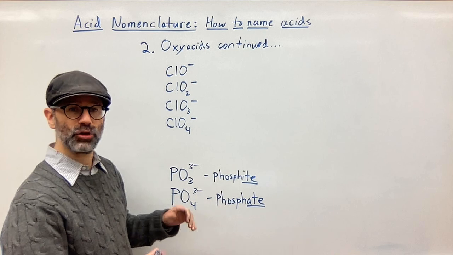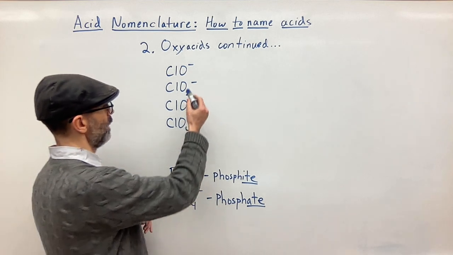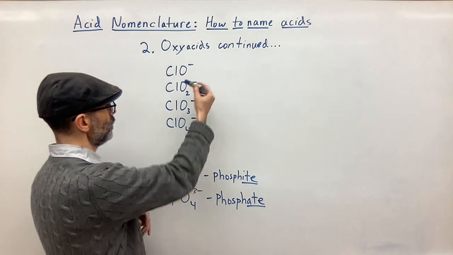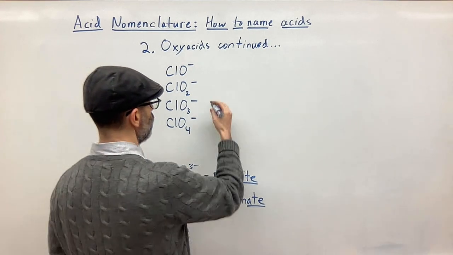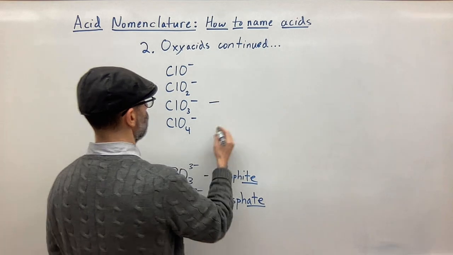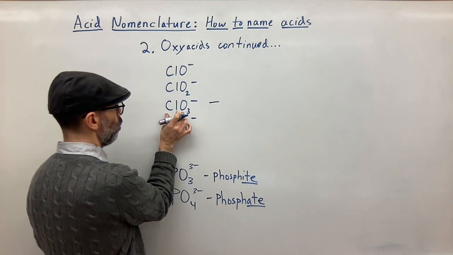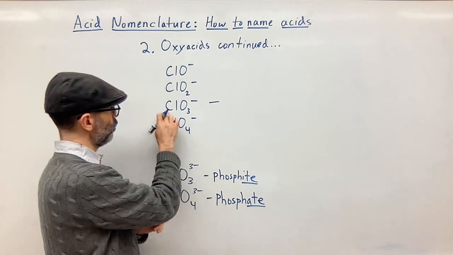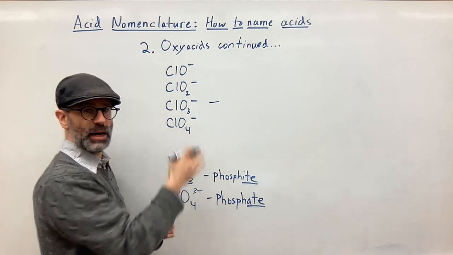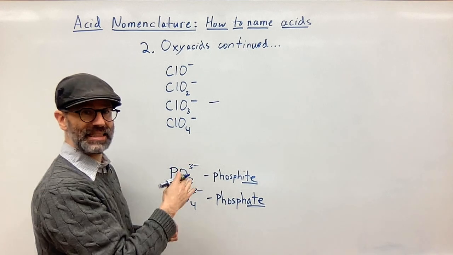So I do that with the 2 middle ones. So here I have these 2 middle ones, 2 and 3. Which one has more oxygens? This one. So this one is going to be chlorate, right? So I drop chlorine. So the element name chlorine, drop the ending, and I add ATE for chlorate.